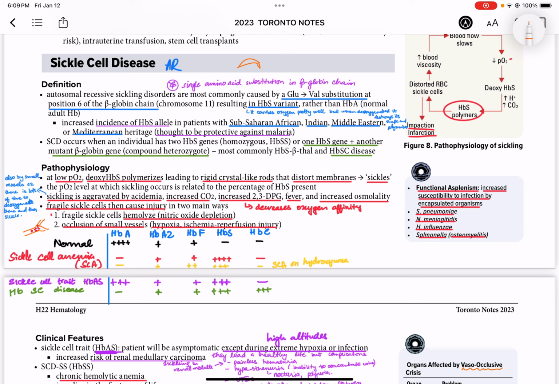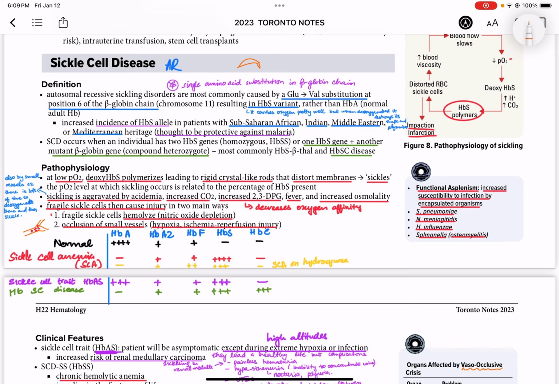So increased 2,3-DPG means there is decreased oxygen affinity, and that means it's going to lose oxygen pretty quickly. So increased 2,3-DPG, or any fever, or increased osmolality. And we're going to read about dehydration too. In dehydration also, sickling happens the most, okay?